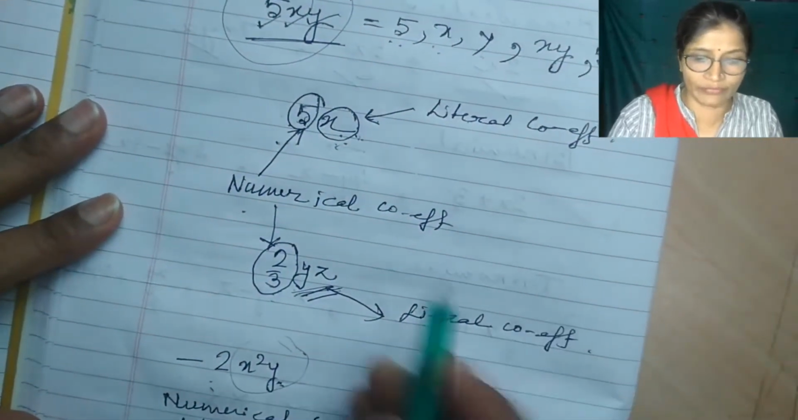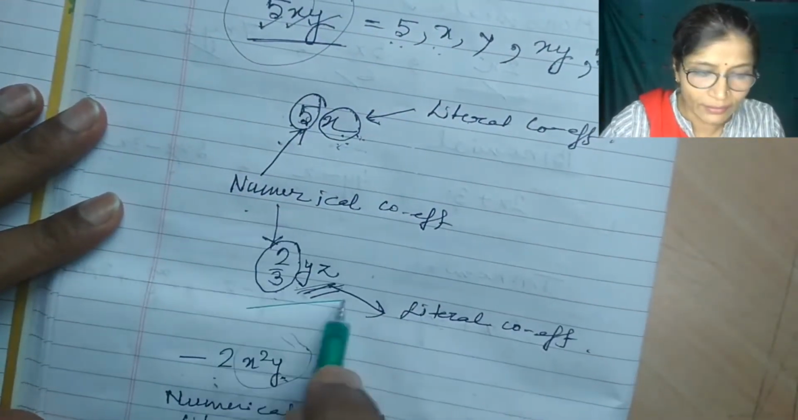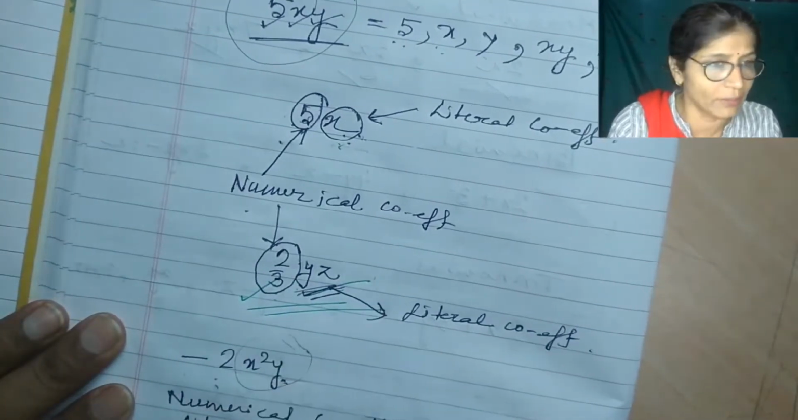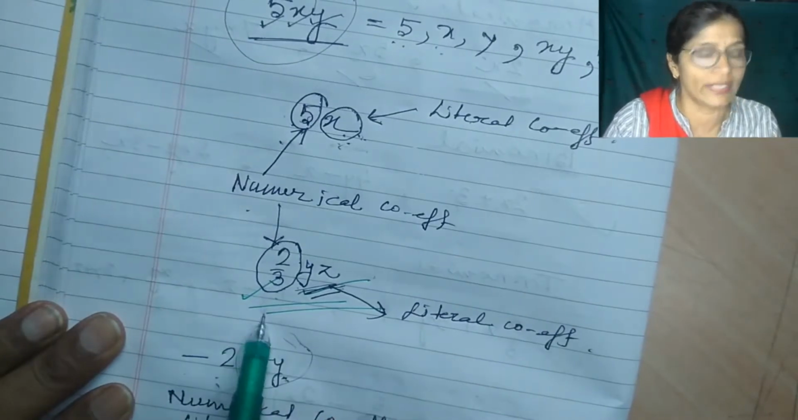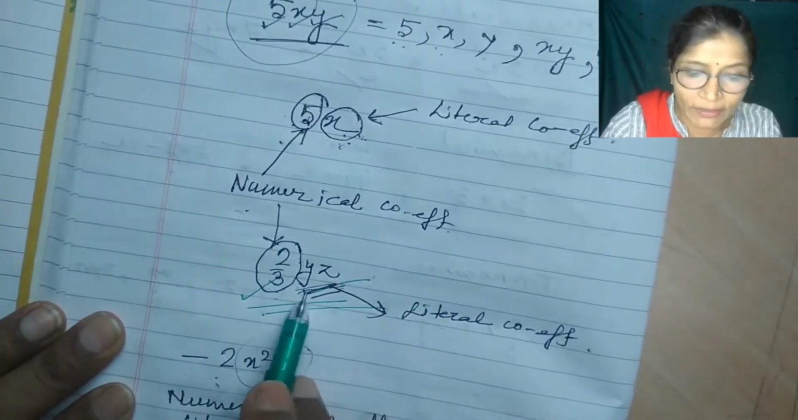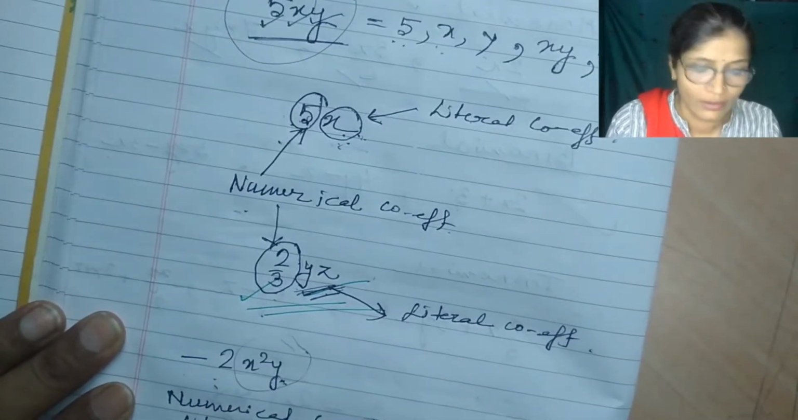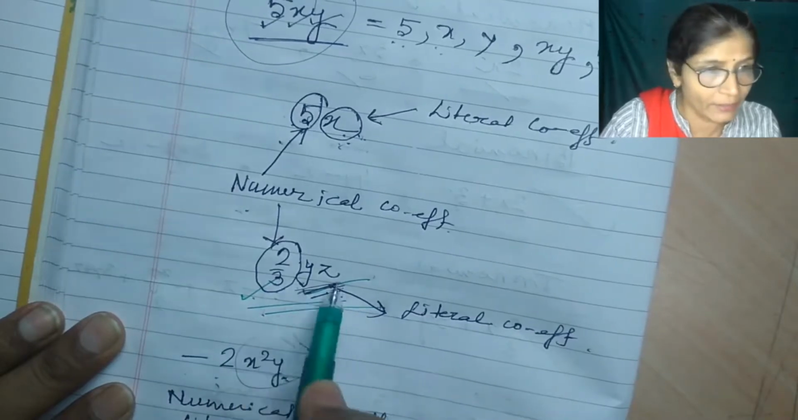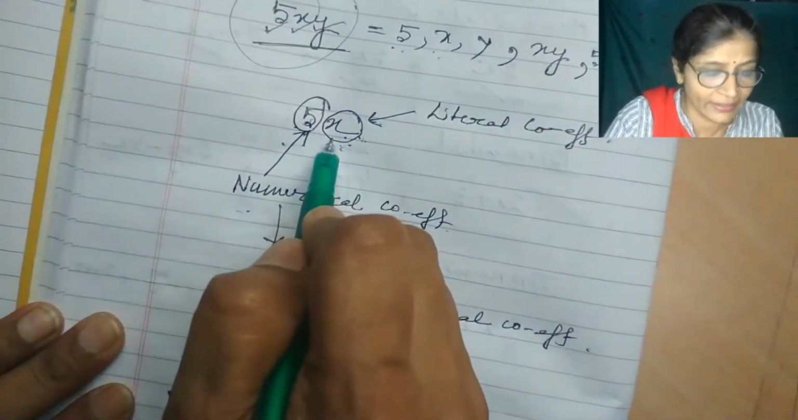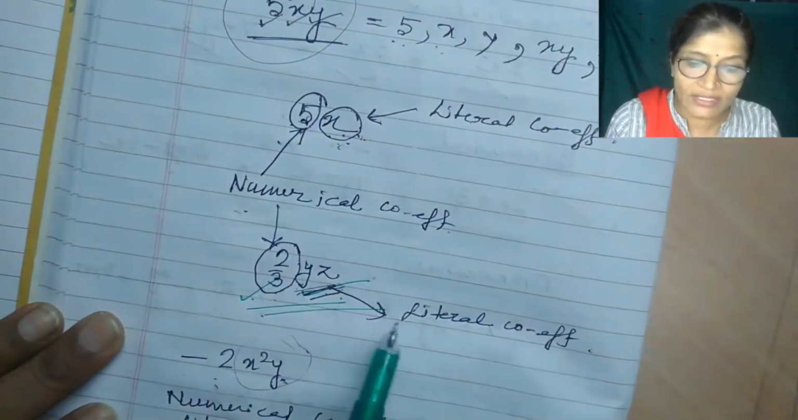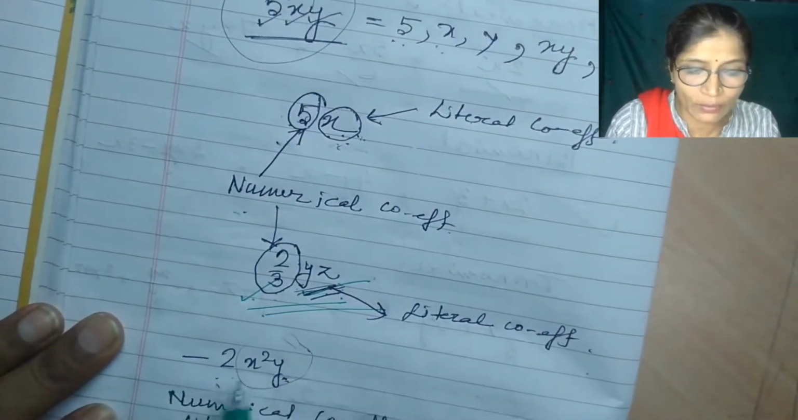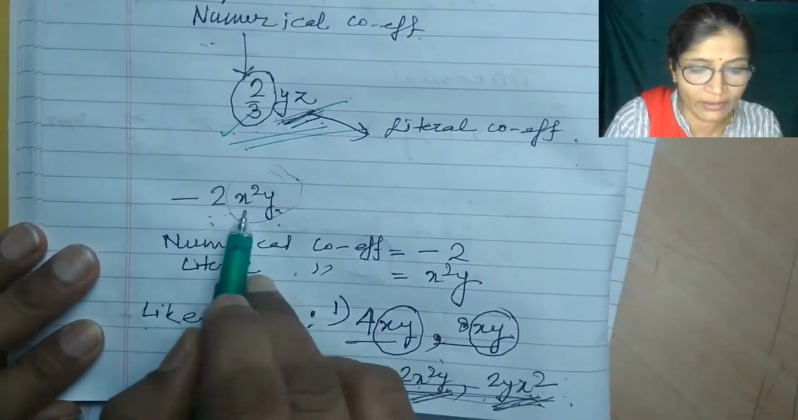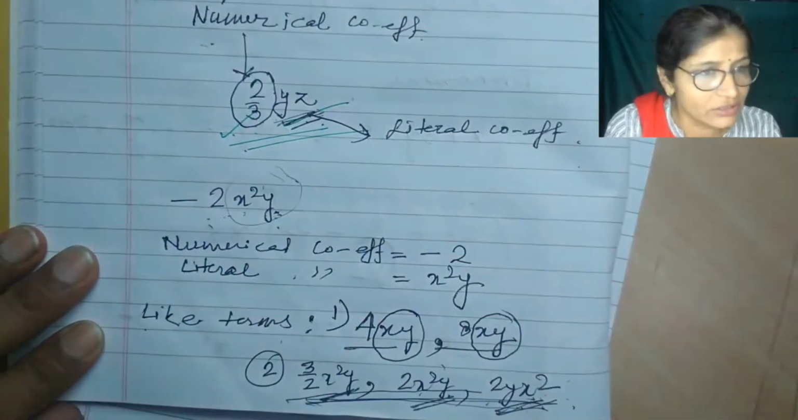Now whenever a term is there, you know it has two parts: one is the numerical part and another is the variable part. The numerical part is known as the numerical coefficient and the variable part is known as the literal coefficient. The literal part means the variable part, y, z, like here x. These are literal coefficients. For example, minus 2x square y. Here the numerical coefficient is minus 2 and the variable part is x square y, so that is the literal coefficient.